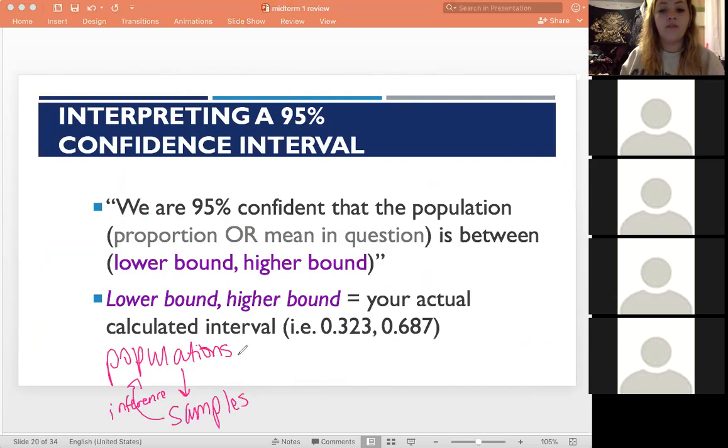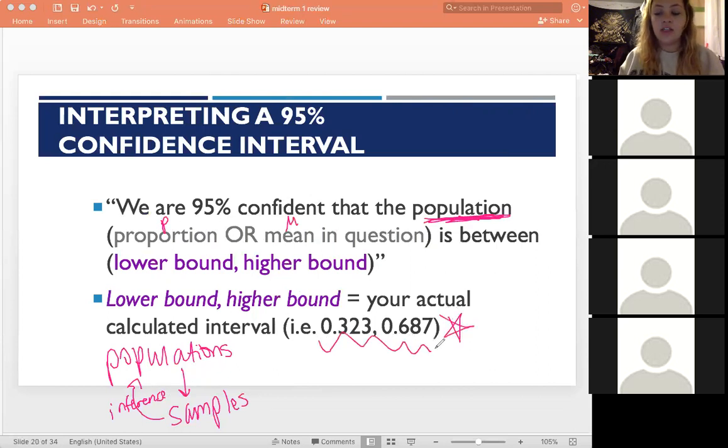So for our conclusion, or interpretation, we're saying we're 95% confident that the population proportion or mean, so p or mu, because we're making an inference about the population. You want to make sure your conclusion always talks about the population, because we already know the sample stuff. We're trying to make an inference about the population, between whatever your lower bound and upper bound is, which is what I just gave an example of here.